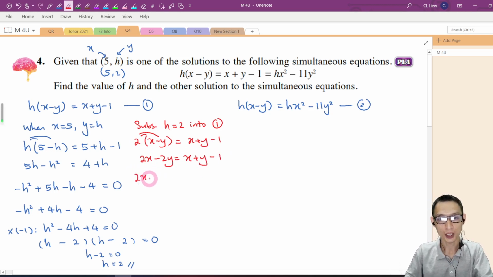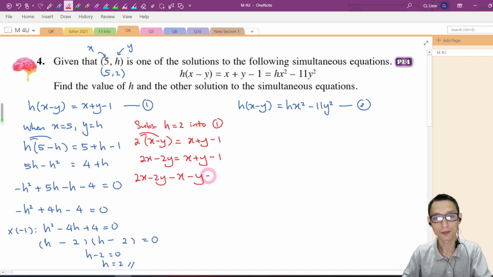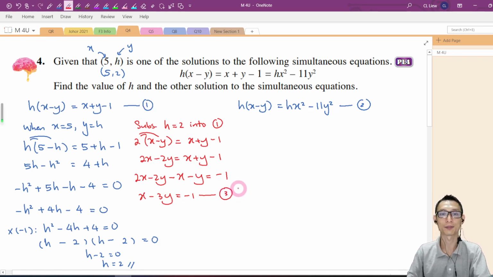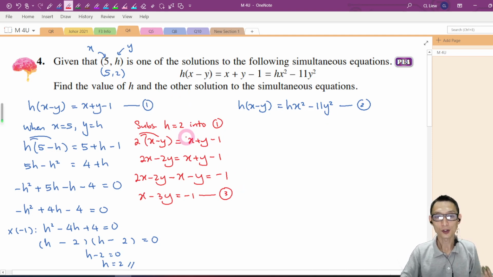Okay, so 2x minus 2y. Positive x, I bring it to the other side, it becomes minus x. Positive y, I bring it to the other side, it becomes minus y. The negative 1, I just copy. So 2x minus x, you will get x. Negative 2y minus y, you will get negative 3y. Okay, that will be the third equation. Now I'm going to do the same thing, substituting h equal to 2 into the second equation.